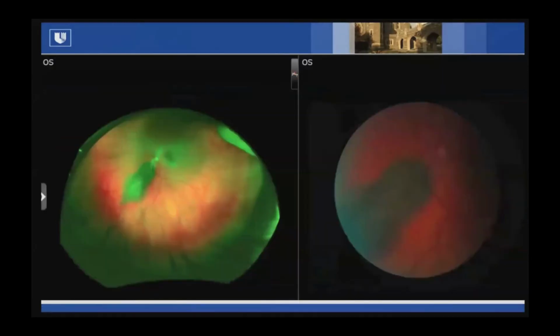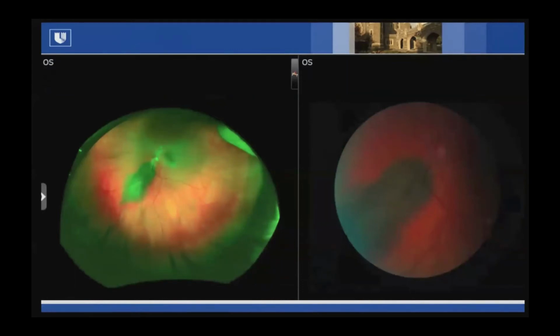This is another patient. This lady was a 55-year-old lady who presented to us with this small choroidal melanocytic lesion that was not touching the nerve, but it was close enough.